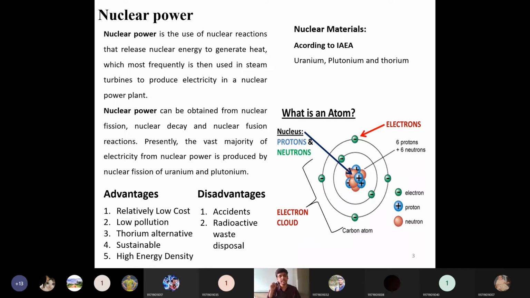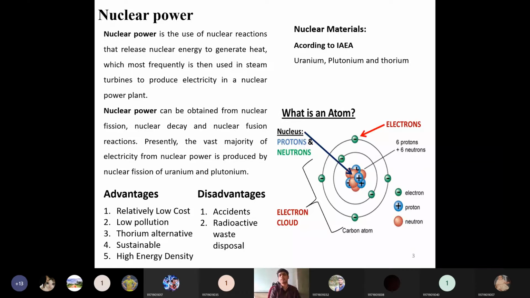We need heat to generate electricity, so that heat will be released by the nuclear reactions, the fission reactions, in which nuclear materials are used. Due to this exothermic reaction, a large amount of heat energy will be released. That heat energy will be used in turbines, and through the mechanical motion of the turbines we generate electricity. That entire process is called nuclear energy generation or nuclear power plant operation.